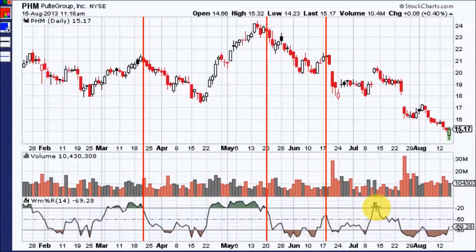Okay, your next sell signal came right here when %R crossed up through the -20 line and then back down through it. And the stock falls hard.